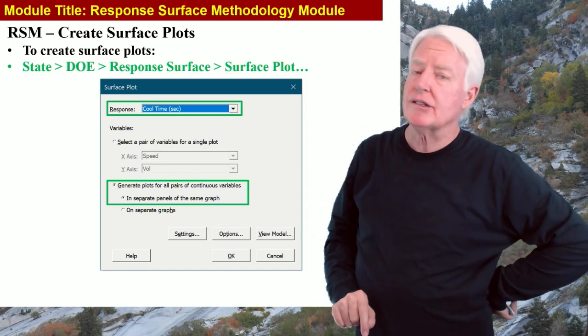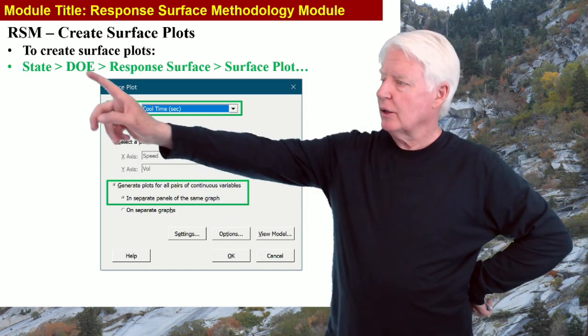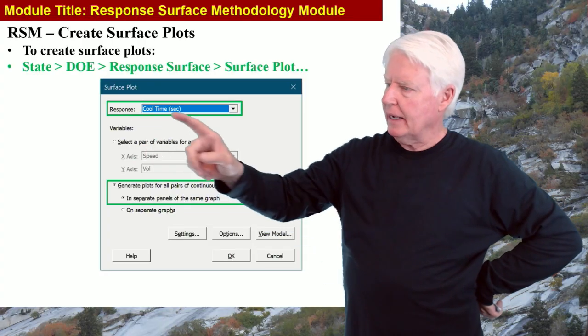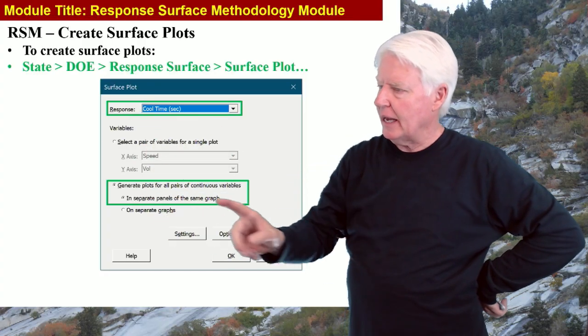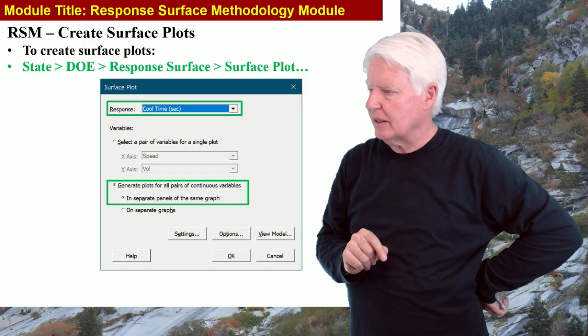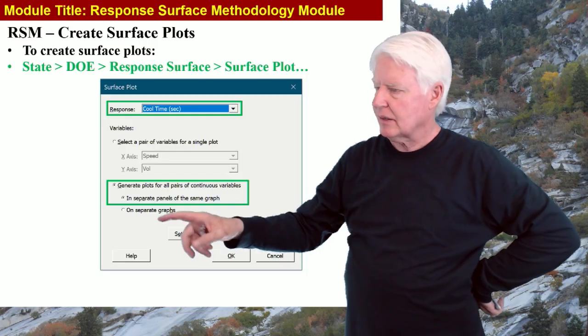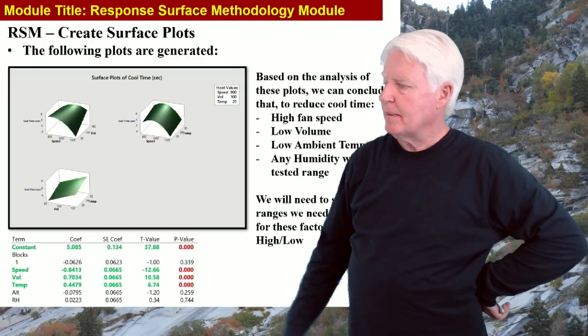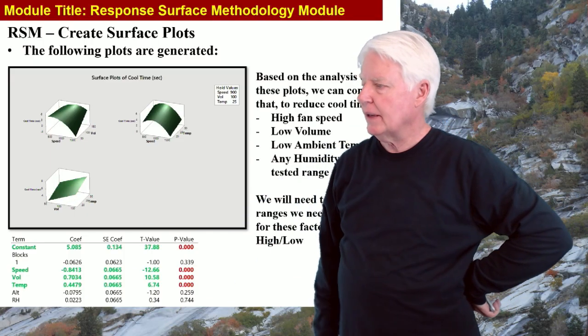Okay, now create the surface plots. You go to Stat, DOE, response surface, surface plot. Brings us back here, response cool time, we already had that. Generate plots for all pairs of continuous variables. Yes. And it'll create these. Remember, one was a plane. We knew that.